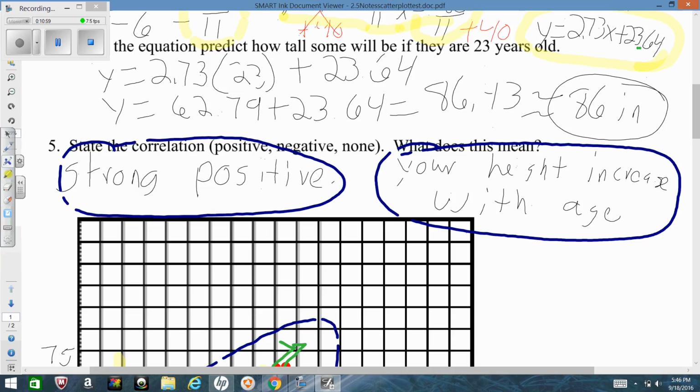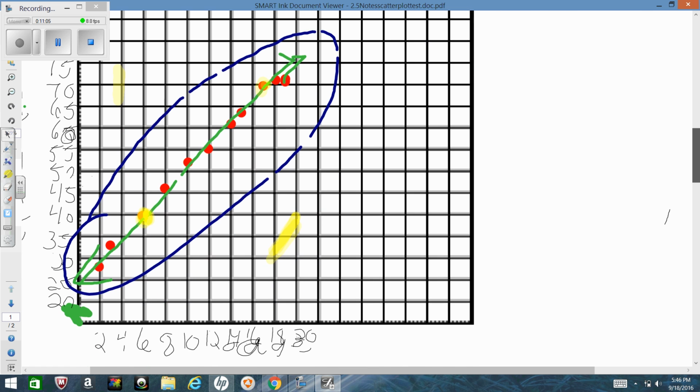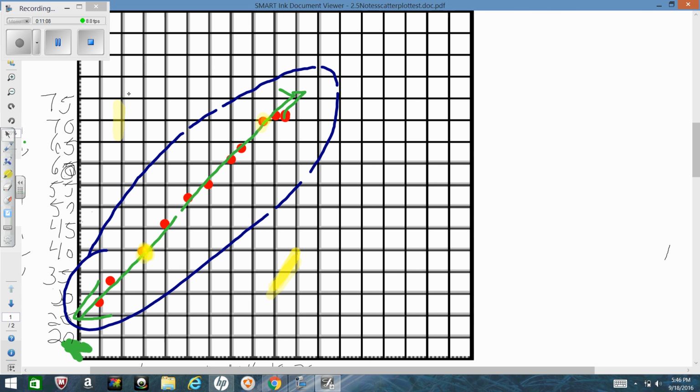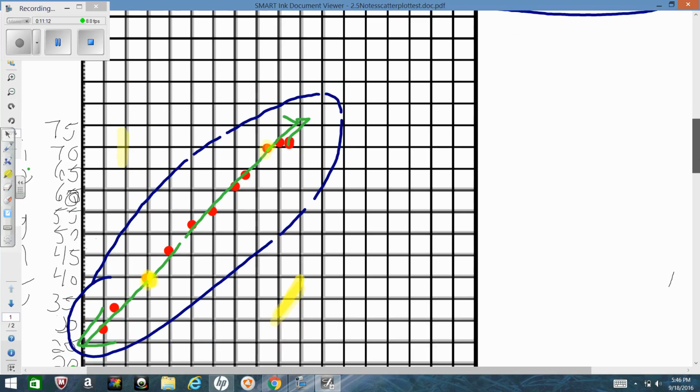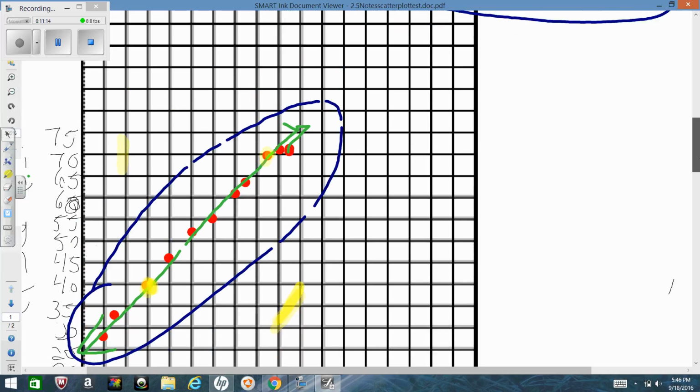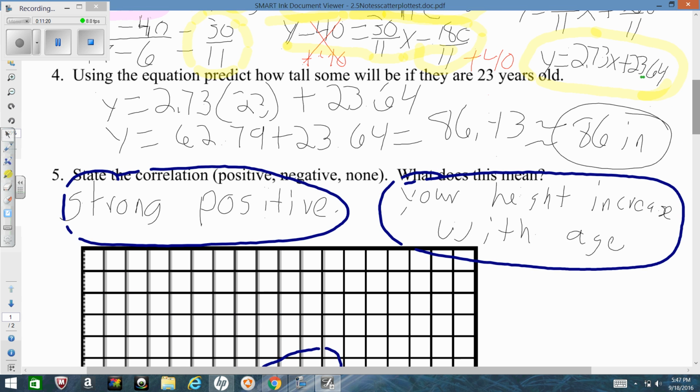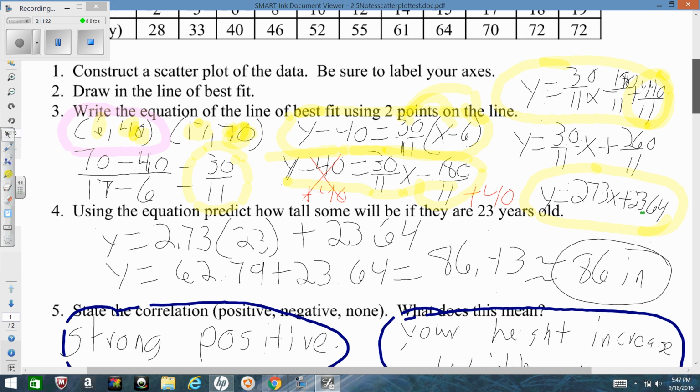Again, important things to keep in mind when we did this. When you are drawing your line of best fit, make sure you try to get as many points on the left side as the right side. And then when you are calculating your line of best fit, pick 2 points that are on that line, such as we did.